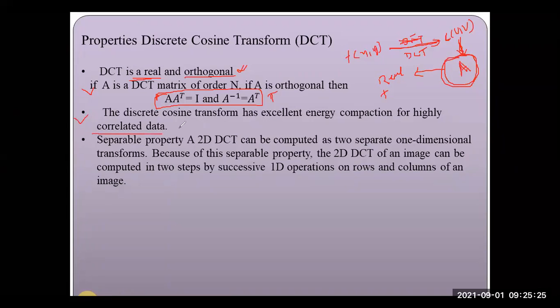Fine. The second property says the discrete cosine transform has excellent energy compaction for highly correlated data. I already said one of the drawbacks of DFT: the energy compaction is very less. But in case of DCT, the discrete cosine transform has excellent energy compaction for highly correlated data. If data are highly correlated, the energy compaction is very high.